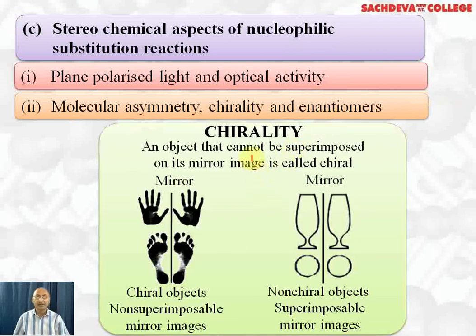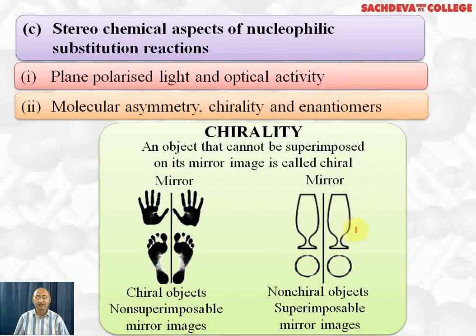Let's take up an example of chirality. Your two hands are mirror images of each other, but they are non-superimposable. And there is no plane of symmetry through which you can cut your hand into 2 equal halves. It means it is a chiral object. In the same way, your feet are also chiral objects. So chiral objects are non-superimposable but mirror images of each other, and that is the specification of enantiomers.